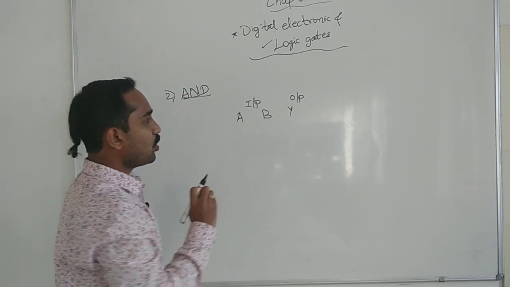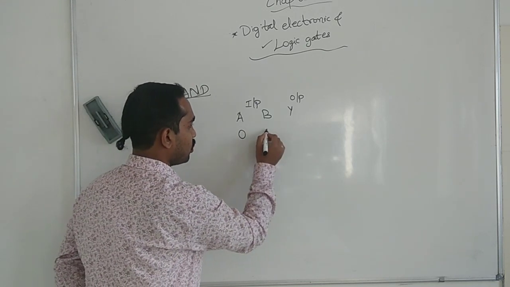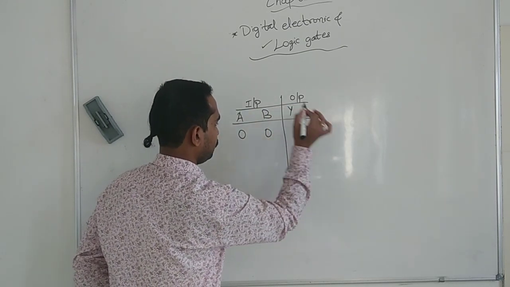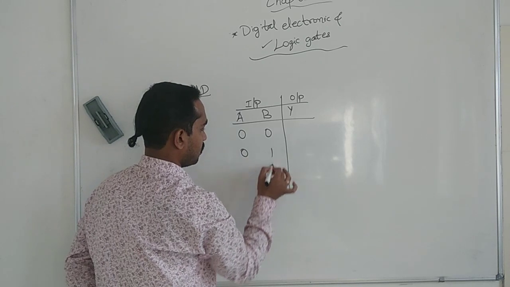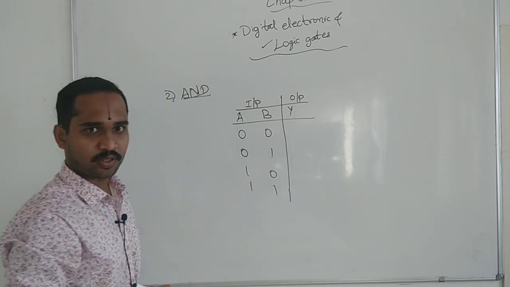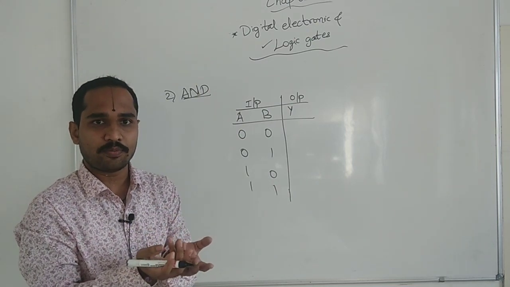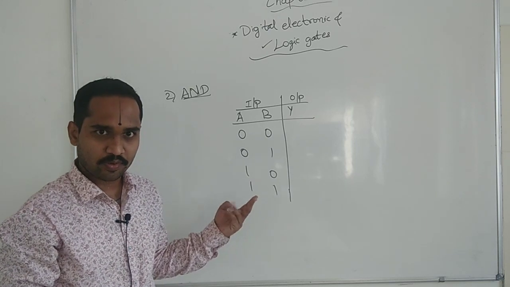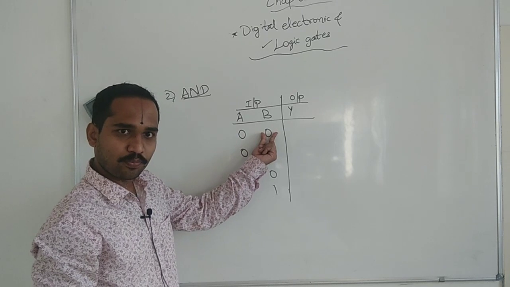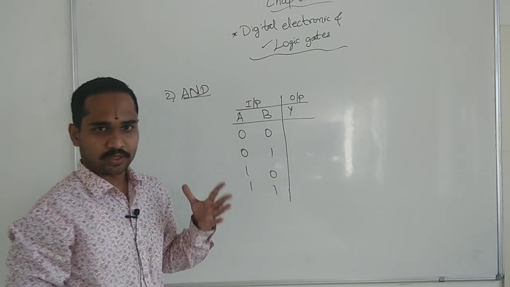Now, what is the relation of the AND gate? I'll write the truth table. You try to find the relationship. So, these are the possibilities. Only zeros and ones are there. Out of that, how many combinations can you form? With 2 entities, 4 combinations are possible. Either both can be 0, or 0 and 1, or 1 and 0, or both 1.